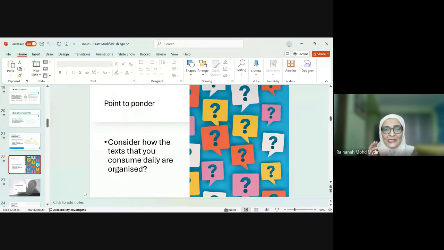So I want you to consider the kind of text that you are consuming on a day-to-day basis. How are these texts structured, and how are they organized?